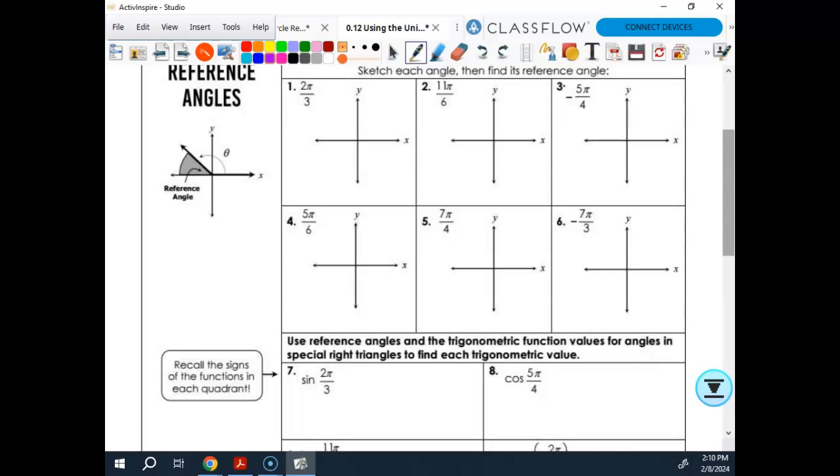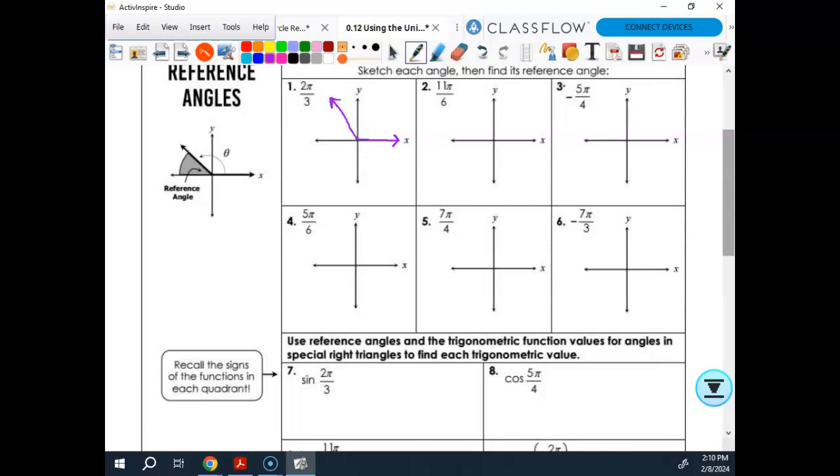So 2 pi thirds. First of all, what quadrant is 2 pi thirds in? 2. Okay. Now, in order for me to get a semi-accurate graph, I want to think about the actual measure. What is pi thirds in degrees? 60. So 2 pi thirds is 120, right? Because I just double it. So 120 would be about right here.